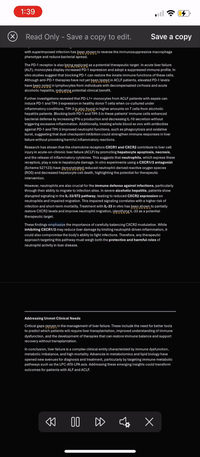These findings emphasize the importance of carefully balancing CXCR2 modulation. While inhibiting CXCR1/2 may reduce liver damage by limiting neutrophil-driven inflammation, it could also compromise the body's ability to fight infections. Therefore, any therapeutic approach targeting this pathway must weigh both the protective and harmful roles of neutrophil activity in liver disease. Addressing unmet clinical needs.